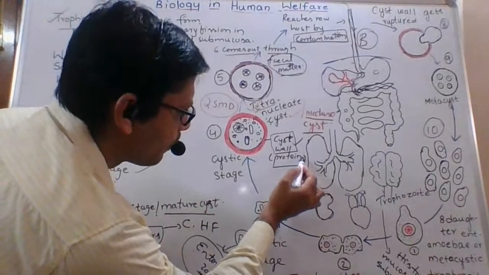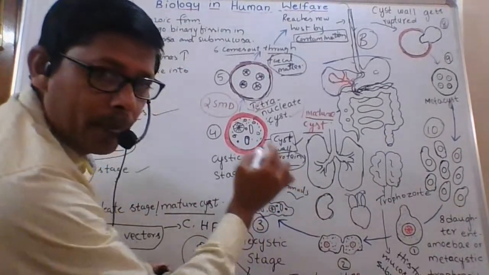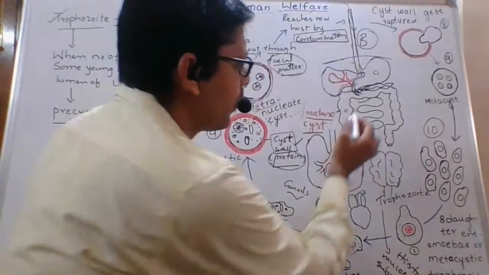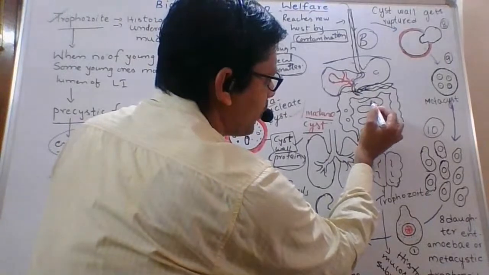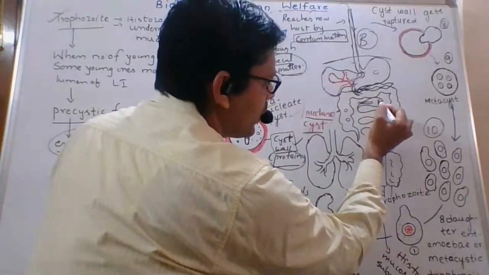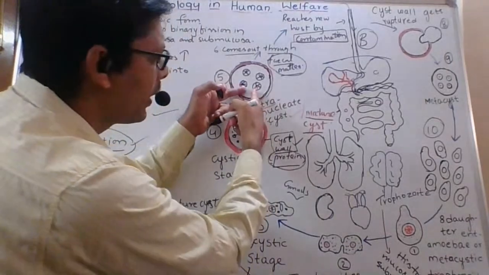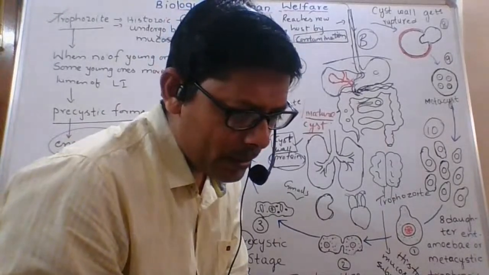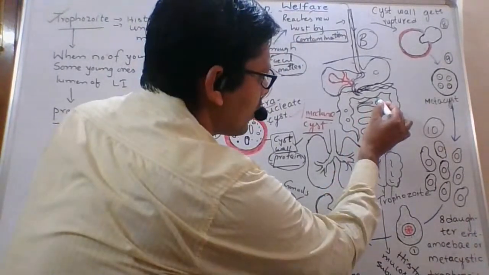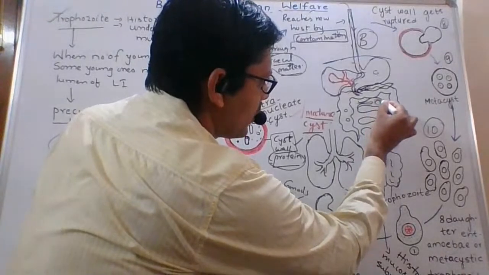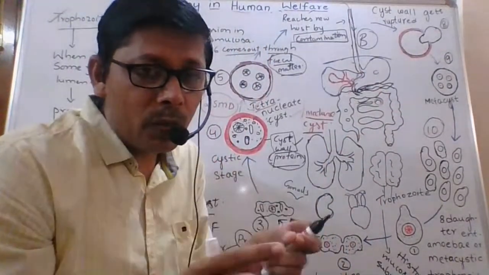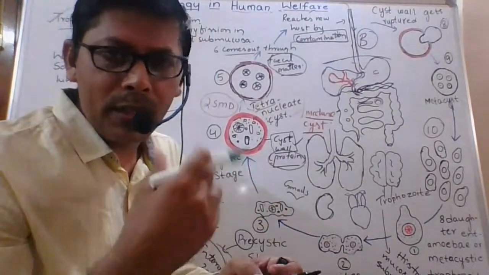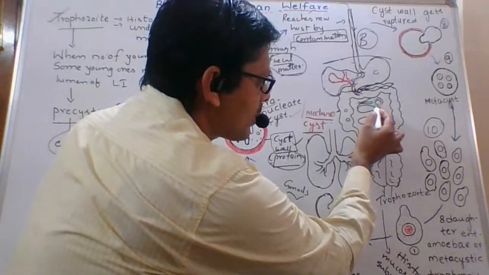I told you that the cyst wall is made up of protein, and the trypsin enzyme acts on proteins. When this cyst comes to the small intestine, the tetranucleate cyst is present, and over it there is a cyst wall. That cyst wall is made up of proteins. Trypsin enzyme digests protein, so now it is digested.